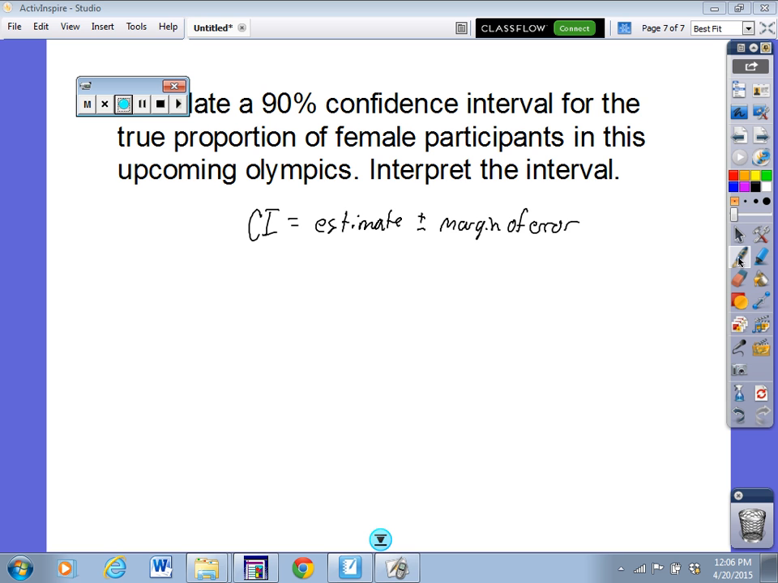So you need two things. You need your estimate. In this case, that's your p hat. For everyone, that turned out to be 48%. 48% of the sample was female for both of the two versions. Then you're going to have plus or minus. You need to know how many standard deviations. So that's what this Z star is for your level of confidence.